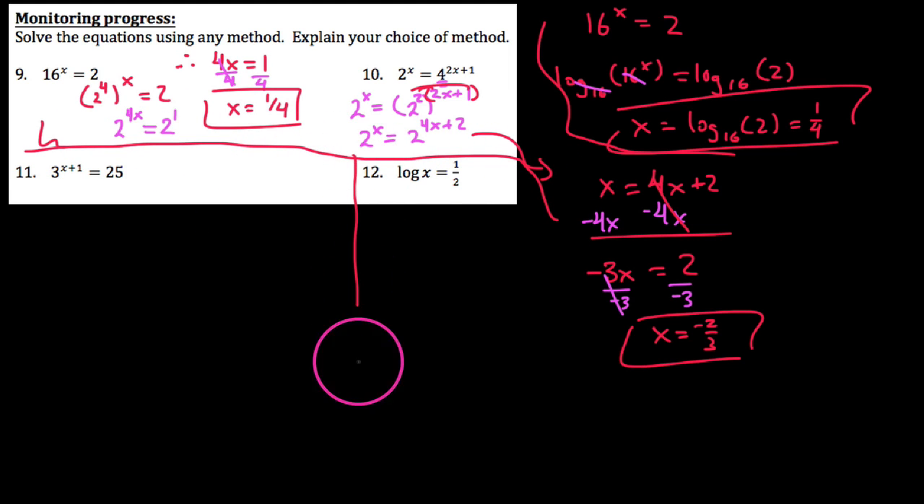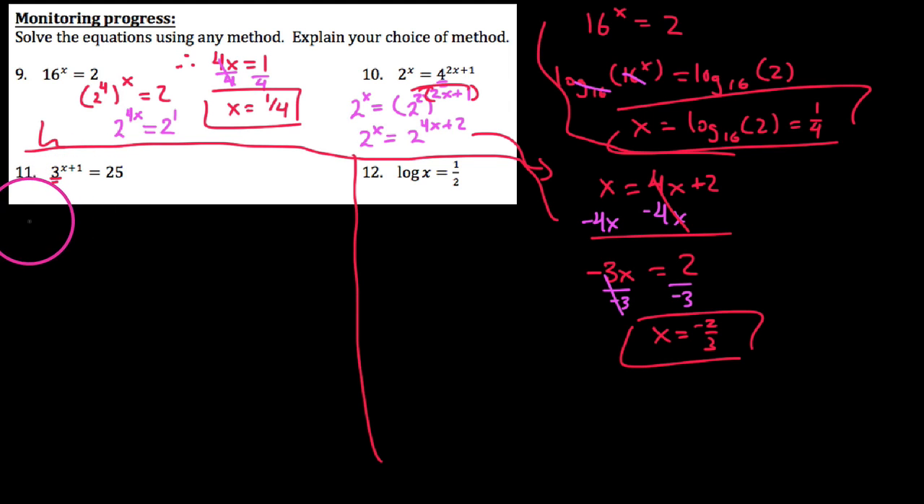Number 11 clearly looks like it's exponential as well, but unlike the last 2 examples, I hope you noticed that in 3 to the power of x plus 1, we cannot easily write 25 as a power of 3. Because it's not rewritable as the same base as what we have on the left, we're going to isolate the base here. So get 3 to the power of something by itself, which in this case it certainly is.